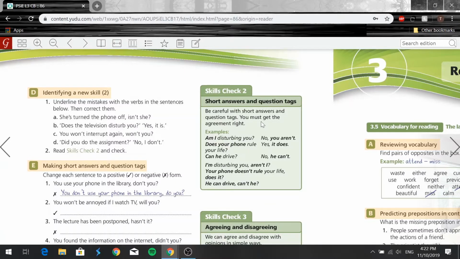Am I disturbing you? Does your phone rule your life? Can he drive? No, you aren't. Yes, it does. No, he can't, right? I'm disturbing you, aren't I? Your phone doesn't rule your life, does it? He can drive, can't he? All of these are examples of short answers and question tags.